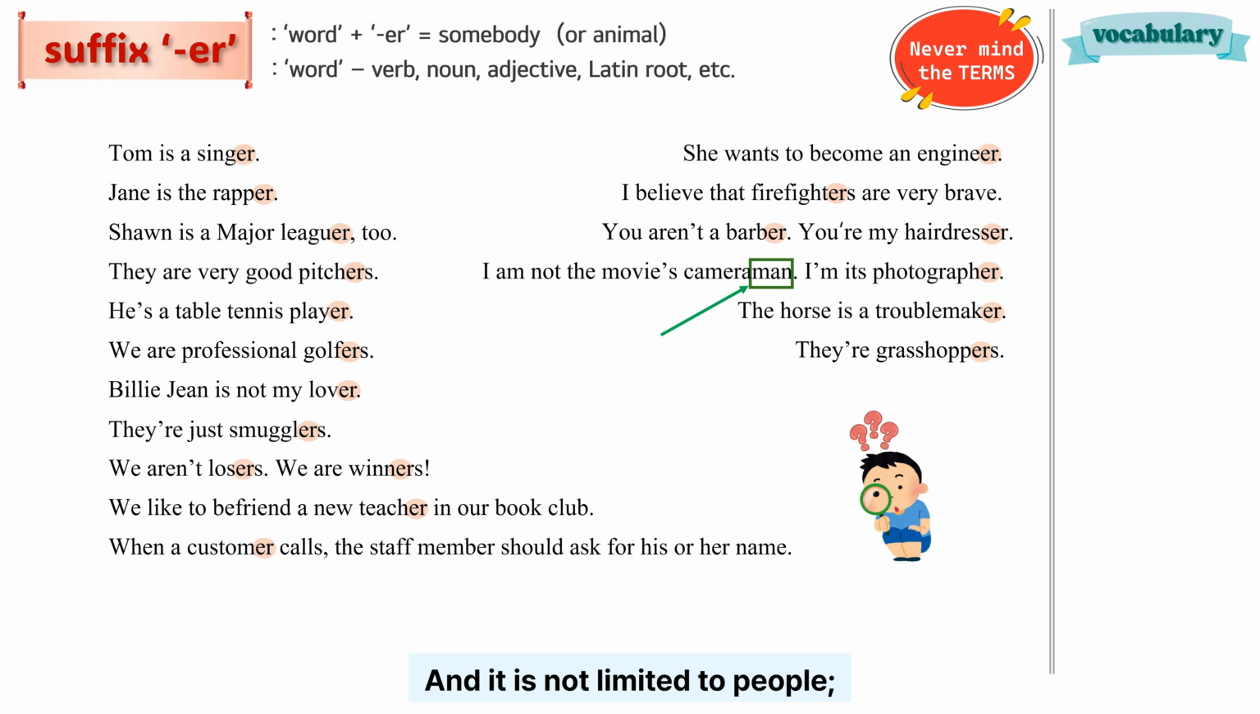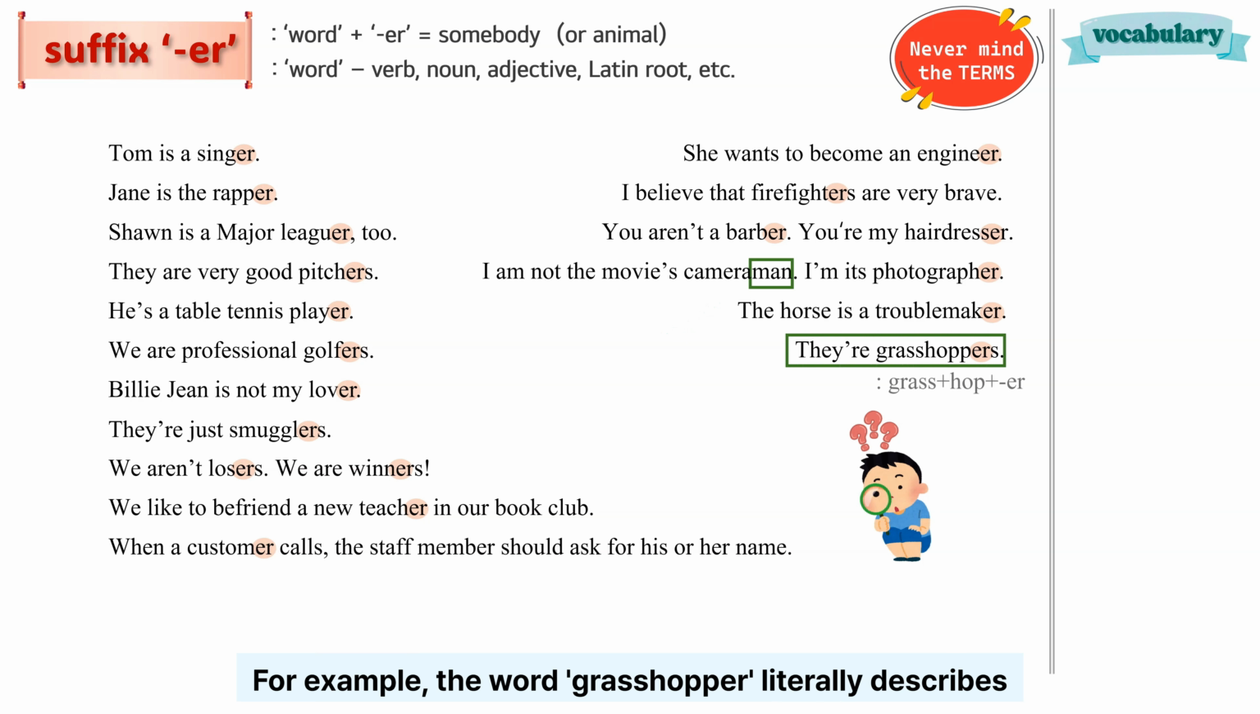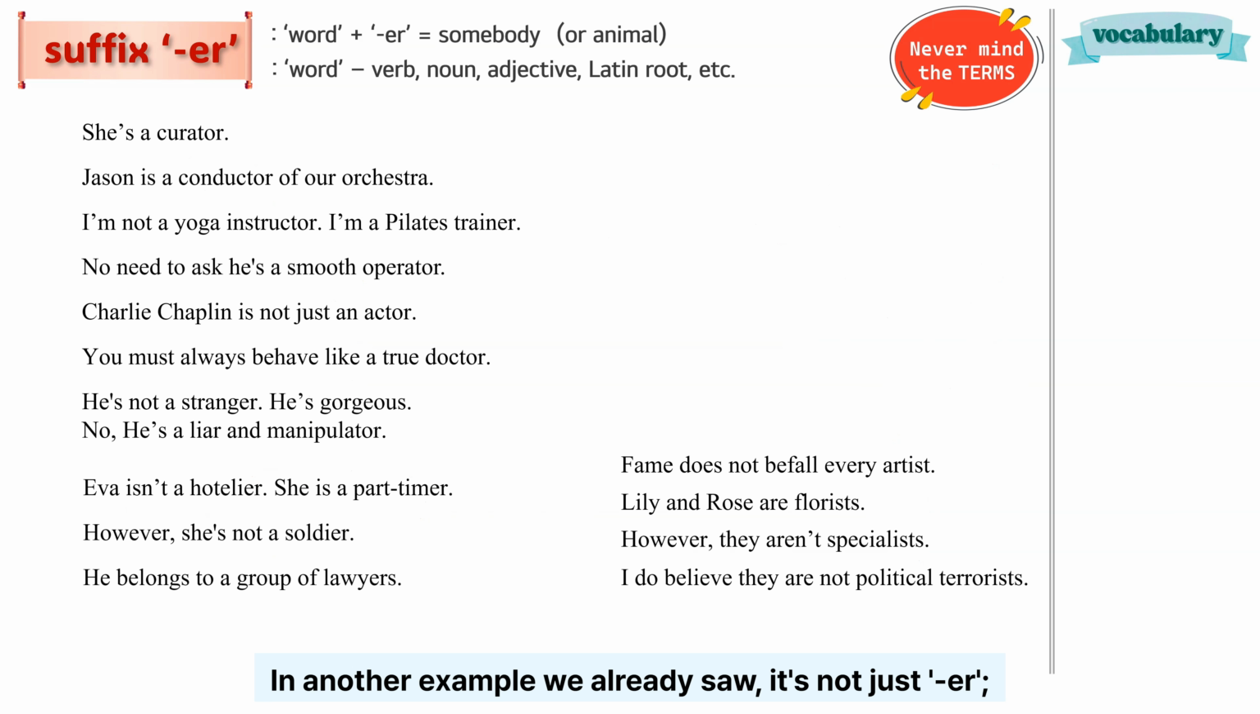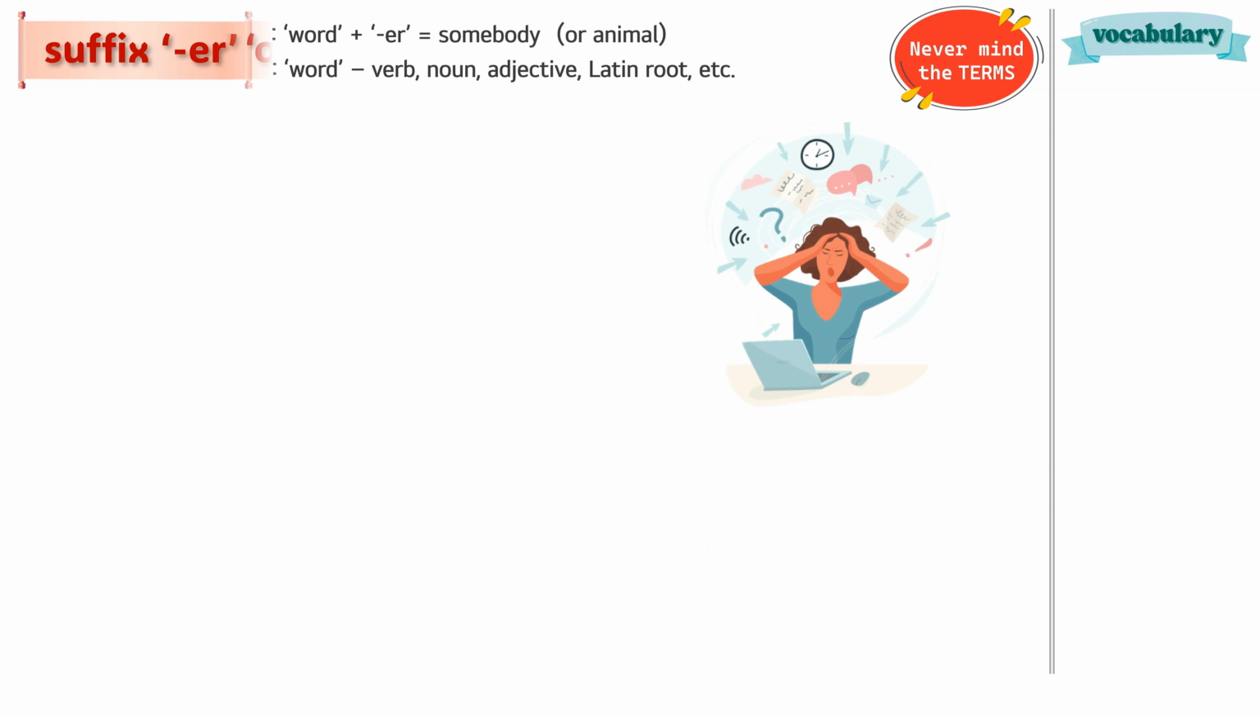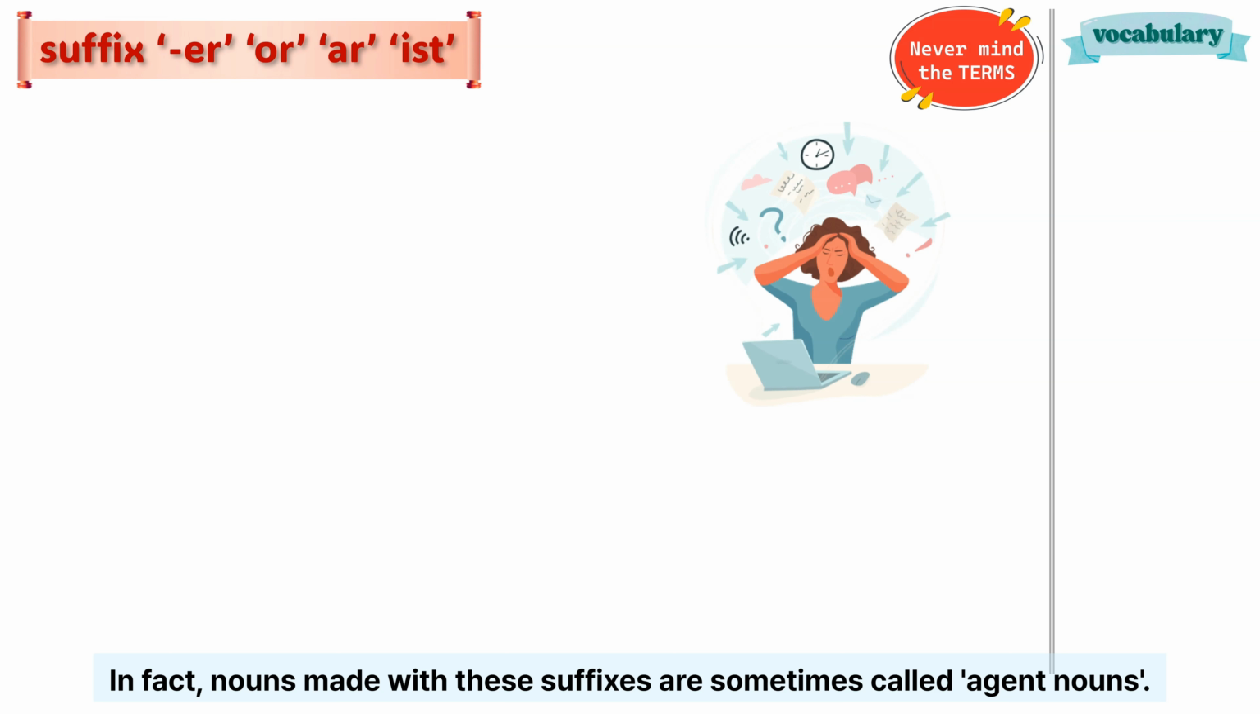And it is not limited to people. It can also describe certain living creatures. For example, the word grasshopper literally describes an insect whose identity is jumping over the grass. In another example we already saw, it's not just er. Suffixes like or, ar, and even ist are also used to show a person's identity.